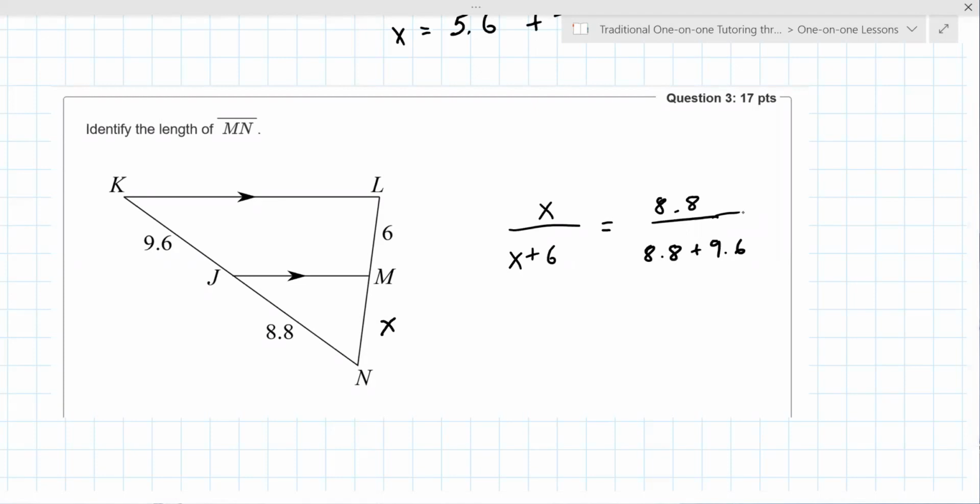I accidentally added 9.6 and 8.8 together instead of just doing 8.8 plus 9.6, but I fixed it now. Okay, go ahead and try solving this on your own and see if you can come up with the right answer. Take a minute or two if you need.